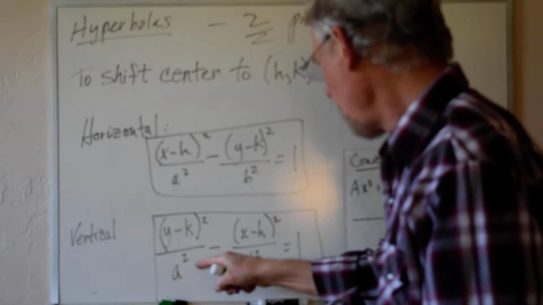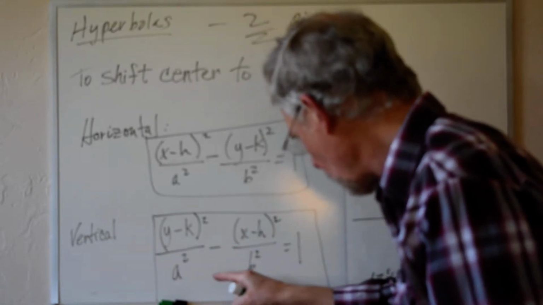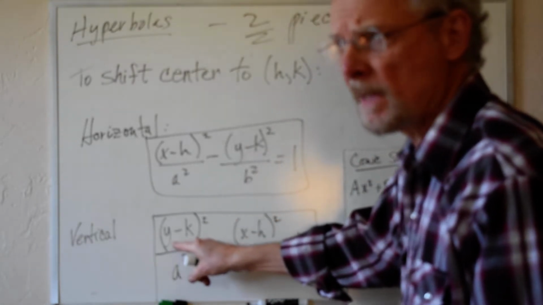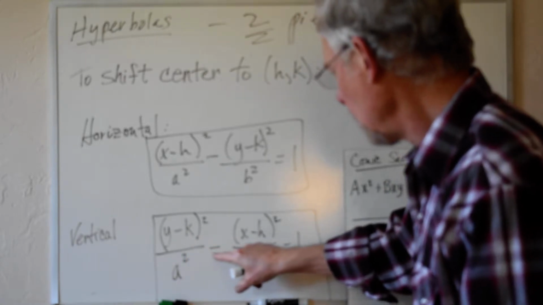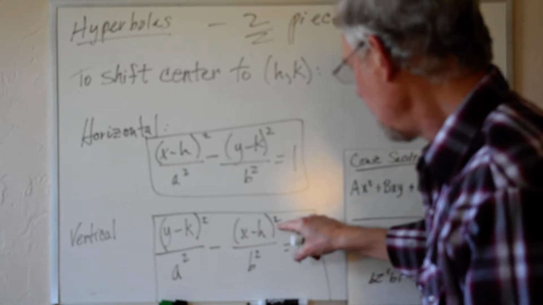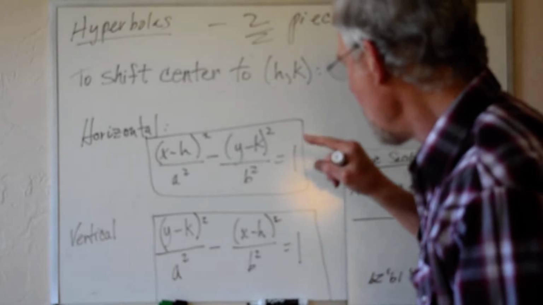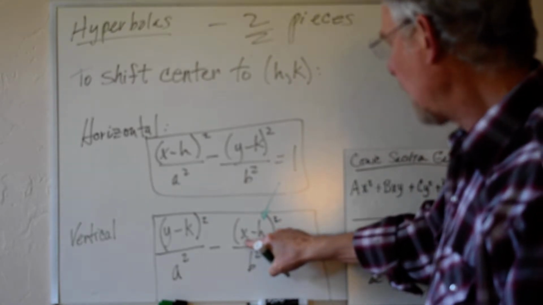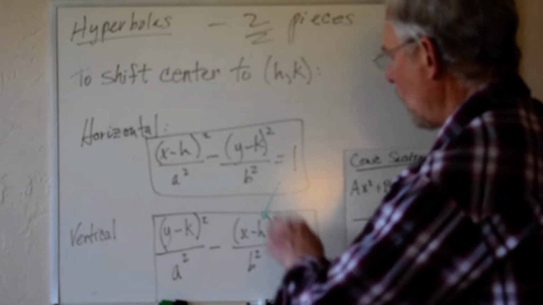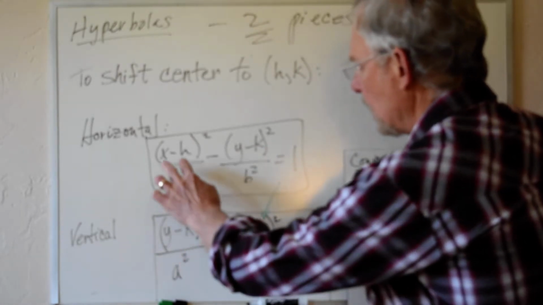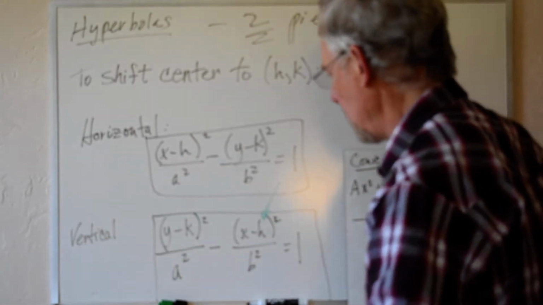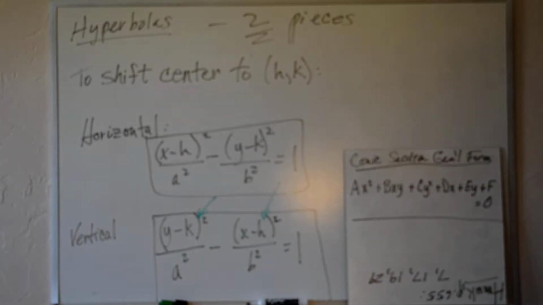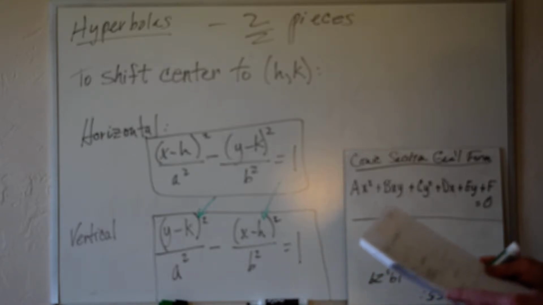For the vertical hyperbola, again, the y squared expression will be on the left side. Now we're subtracting the x squared expression. Notice, however, h stays with the x, right? We move the whole (y minus k) over to here, the whole (x minus h) over to here. And that gets us the translation that we want.